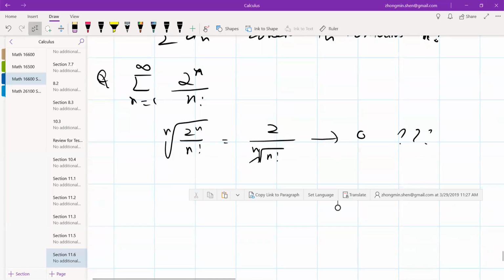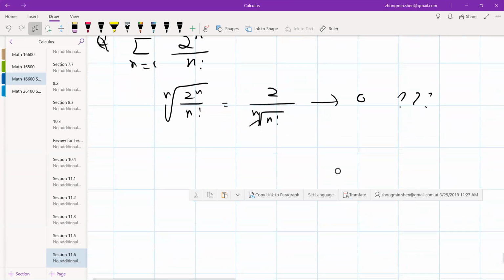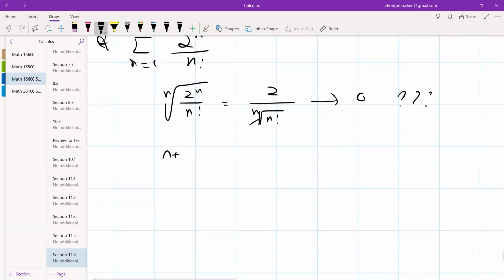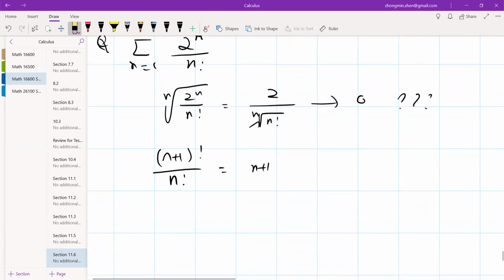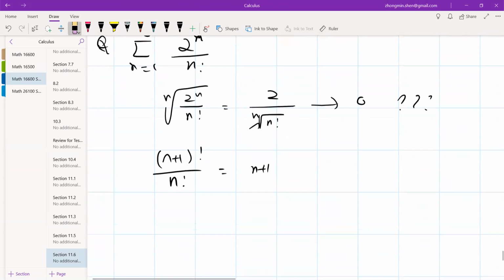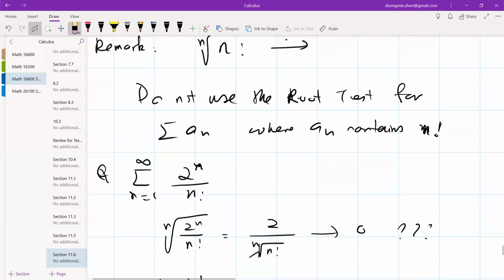ratio test, because for n factorial the ratio test works very well, because (n plus 1) factorial over n factorial is just n plus 1. So that can be easily simplified in the ratio test. So use the ratio test for the series containing n factorial. Okay, that's my remark.